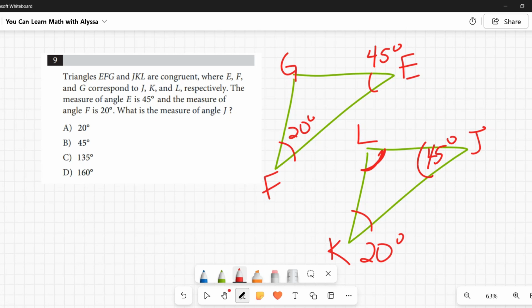No math is required, just a knowledge of congruent triangles, and that congruent means corresponding sides and corresponding angles are congruent. So it's very straightforward on this one. They're playing fair. The answer is B, 45 degrees.